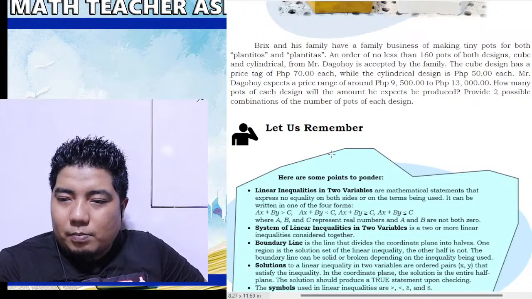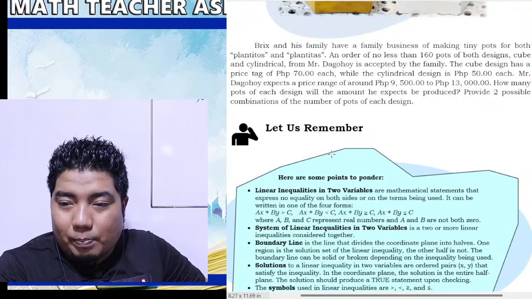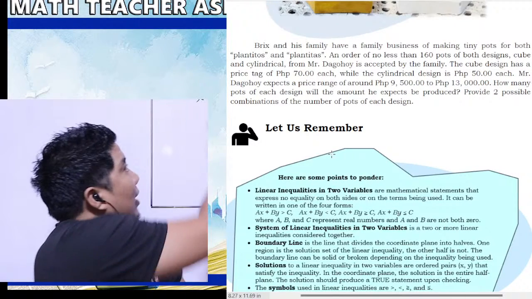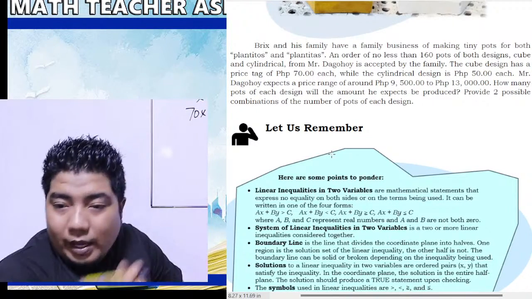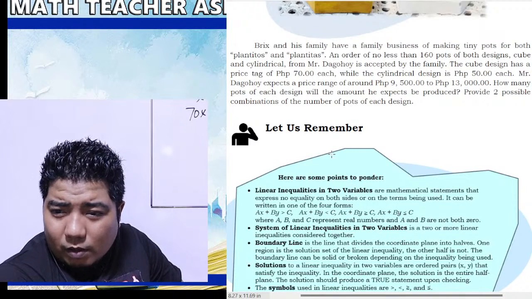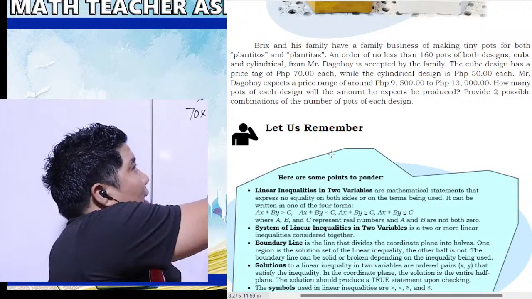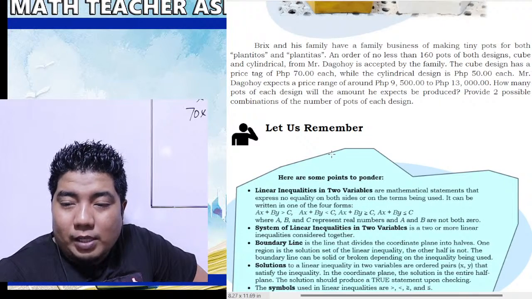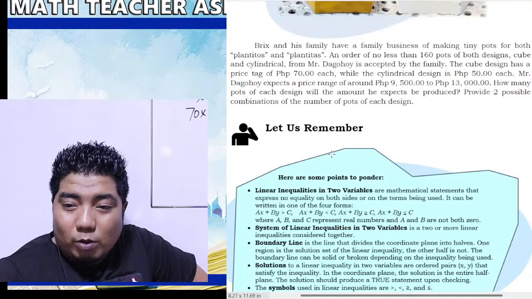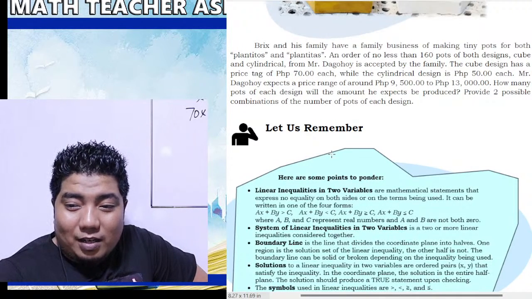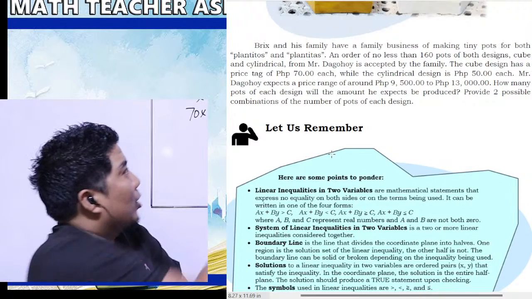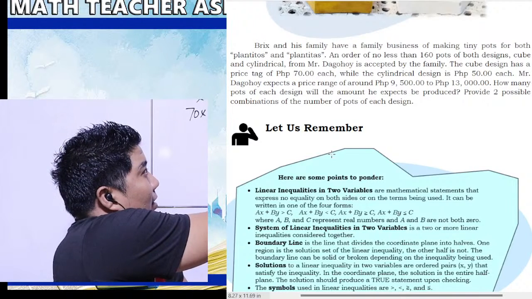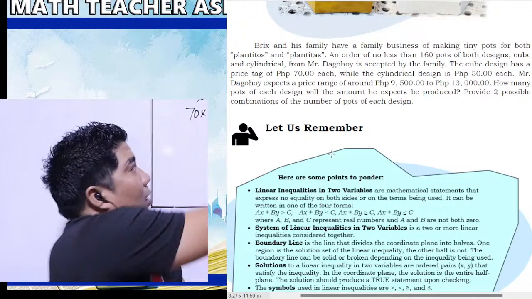Okay. Now, here, the cube design has a price tag of 70 pesos. So, if your x is the cube design, so that is 70x. Alright. And then, the cylindrical design, that is 50. So, 50y. Okay. And then, Mr. Dagoy expects a price range of around 9,500 to 13,000 pesos. Okay. So, this could be a price range, diba? So, you could have a greater than or equal to 9,500.